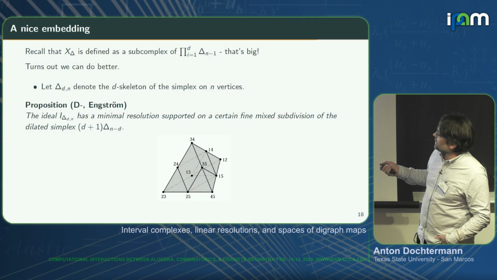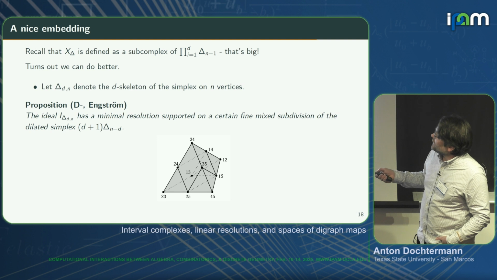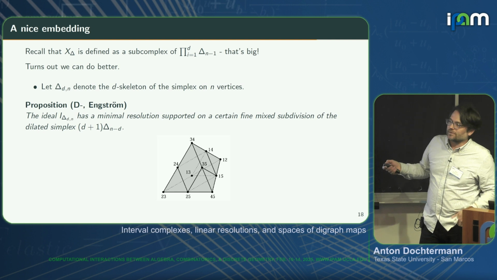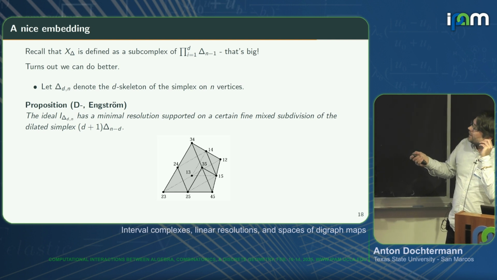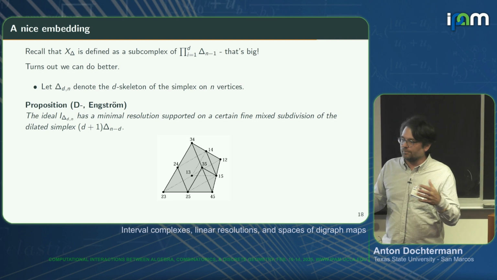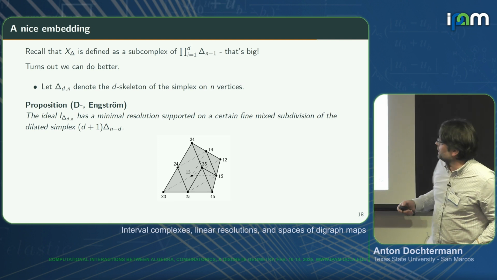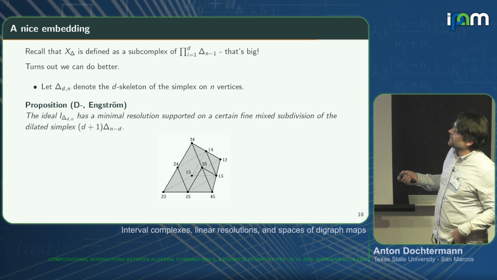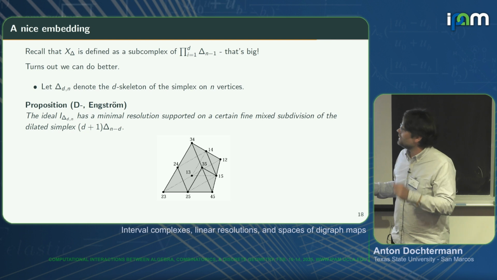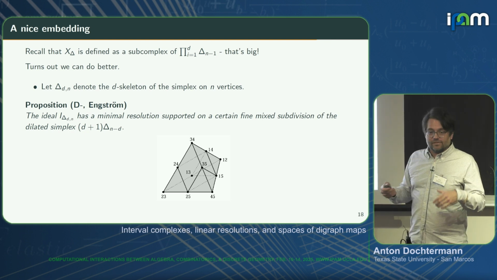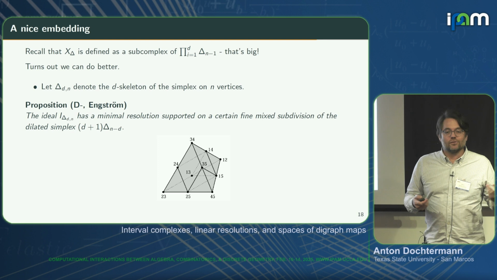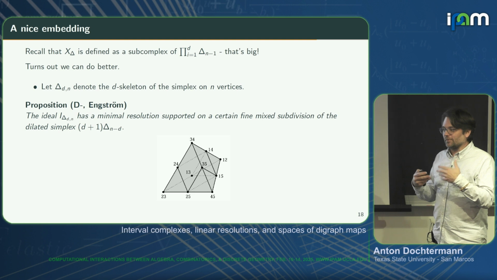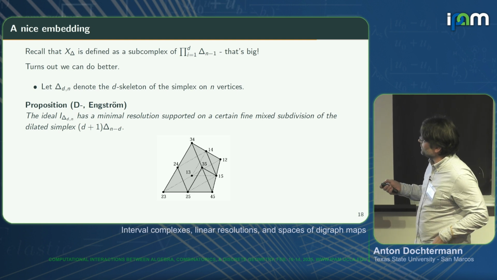Maybe one other thing that I think is kind of fun is that, by definition, this complex that I cooked up sits in this really big product of simplices. It's a big space. And we can do better than that. We can actually embed this thing in a more efficient way. And here's some more notation. Delta d,n will be the d skeleton of the simplex on n vertices. In particular, that's going to be co-interval because it's the complement of nothing. I mean, it's all possible edges or facets, whatever you want.